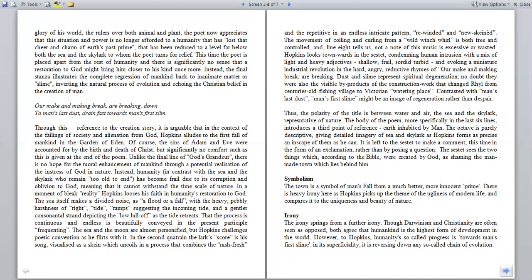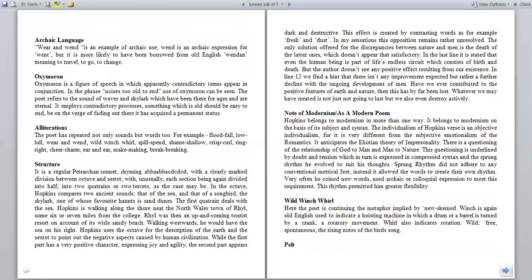The irony springs from a further irony. Though Darwinism and Christianity are often seen as opposed, both agree that humankind is the highest form of development in the world. However, to Hopkins, humanity's so-called progress is towards "man's first slime". In its superficiality, it is reversing down any so-called chain of evolution.